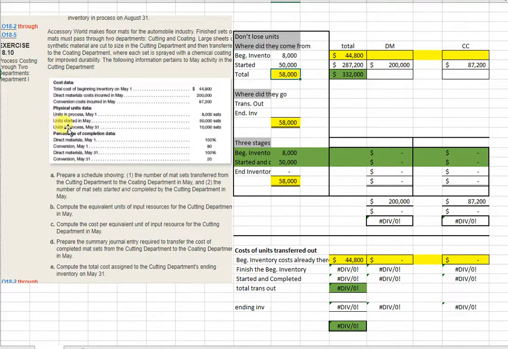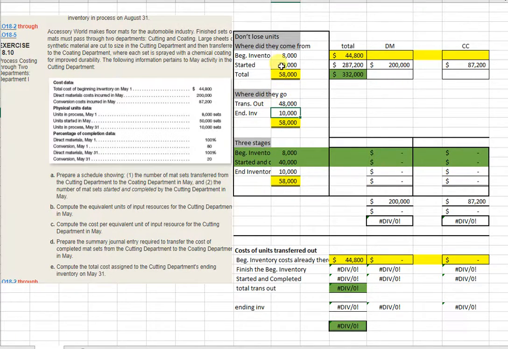So I read it, it says units in process at May 31st, so that's not finished, okay? I have students who have issues with figuring out whether that's transferred out or in ending inventory, and honestly, it's just a matter of reading the words. Units in process, that means you're still in process, so they couldn't have been transferred out. And so I know that ending inventory had 10,000 units, and so I have 48,000 units that must have been transferred out, because I know this has to be 58,000 there also.